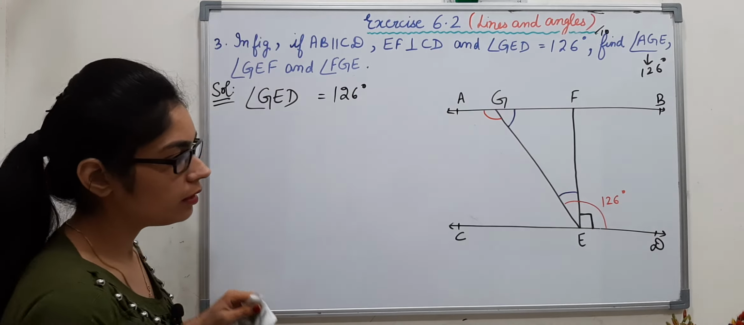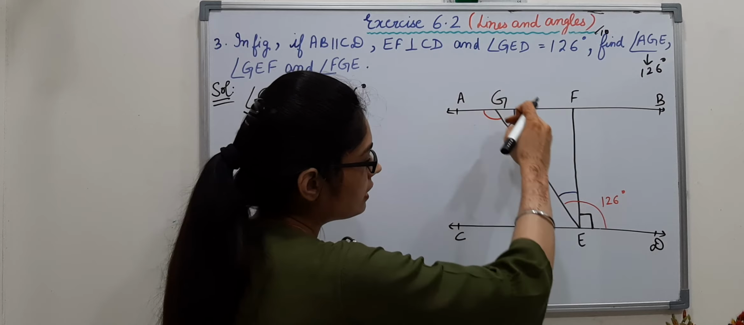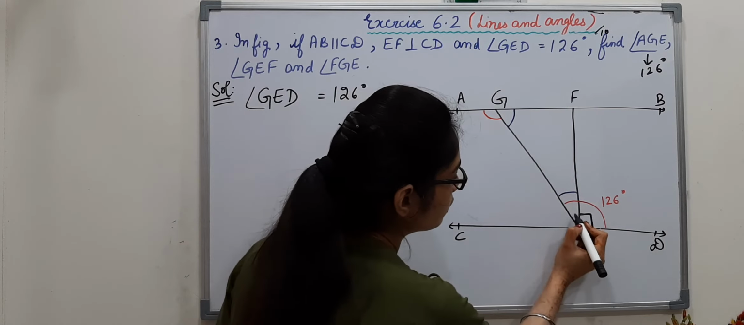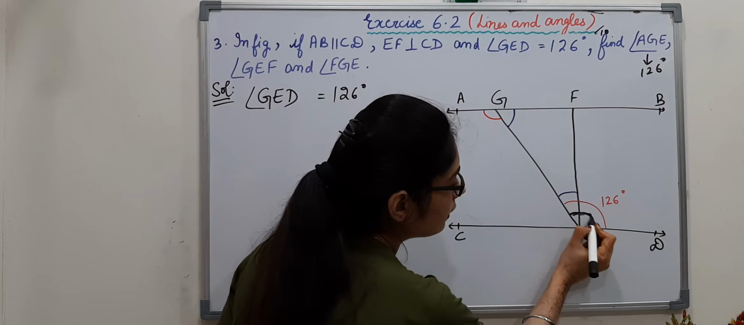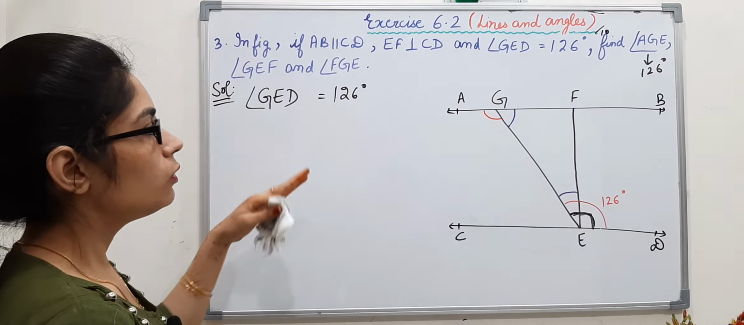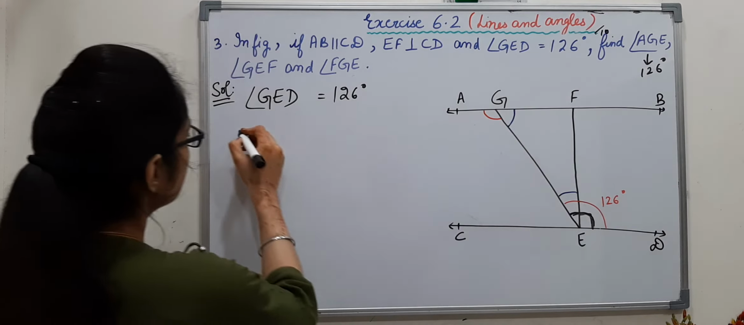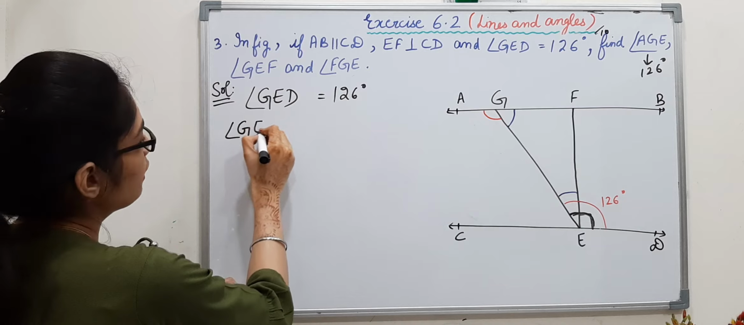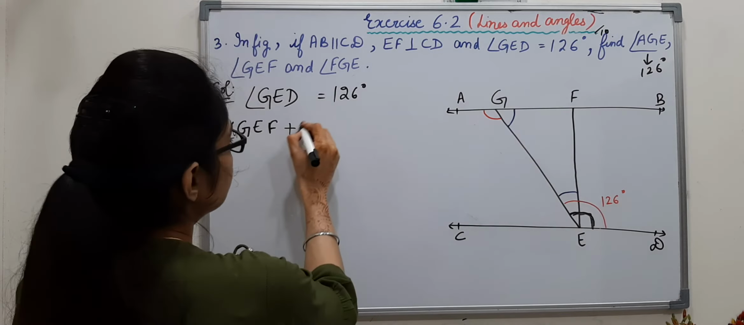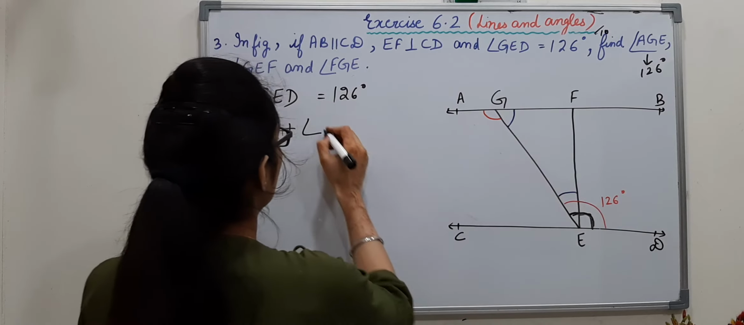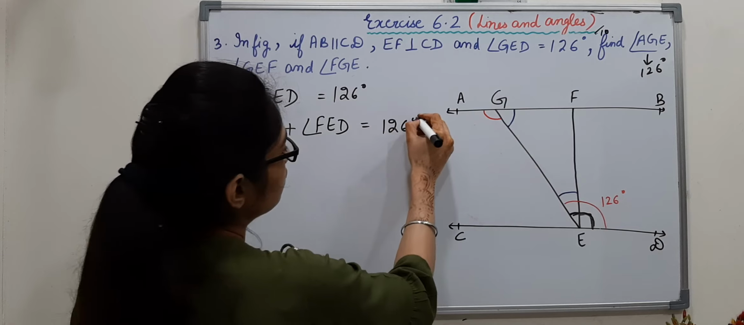Now if you observe carefully, you can see GED is the sum of two angles, this one plus this one. If you add this complete angle, it becomes 126 degrees. So let's break down GED into its two angles. The first one is angle GEF plus angle FED, so equal to 126 degrees, because it's given.